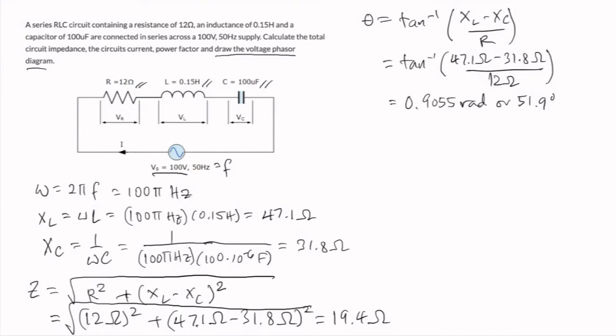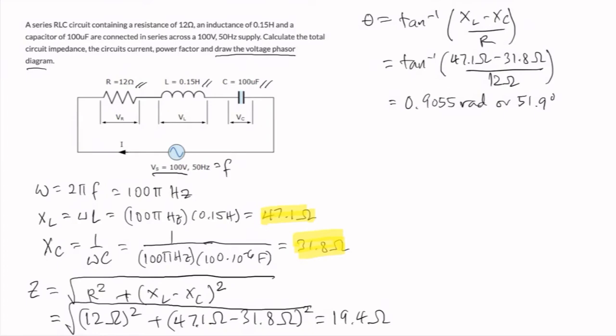This means that the inductor voltage leads the current and that this circuit is mostly inductive. This is true because we can see here that the inductive reactance has a greater value than the capacitive reactance.